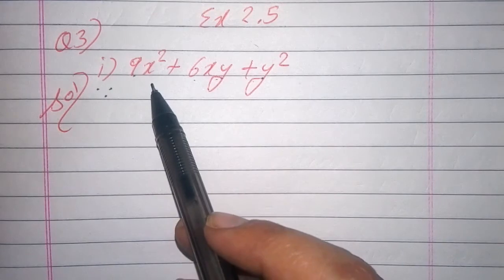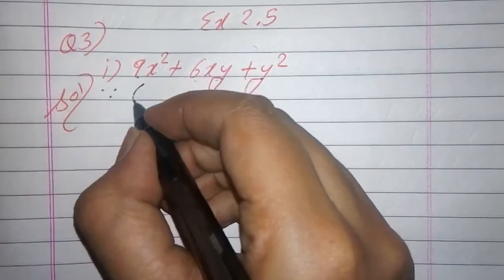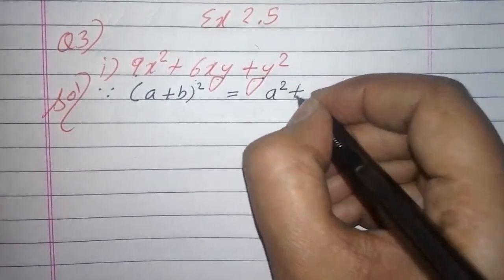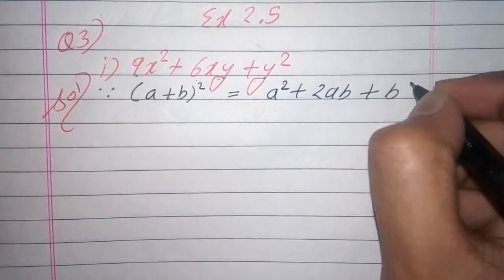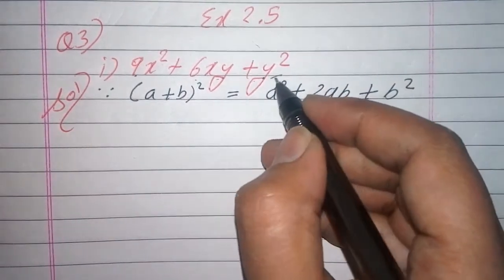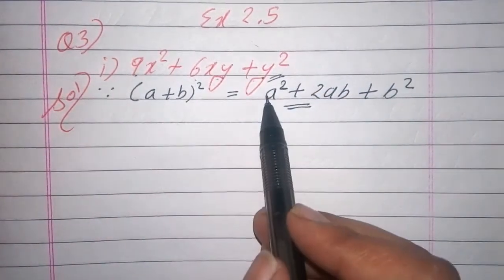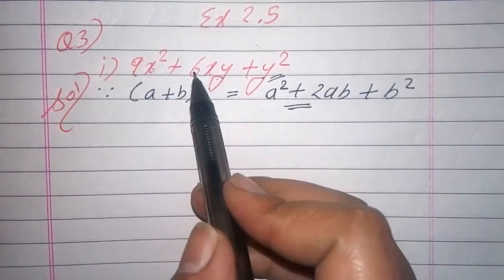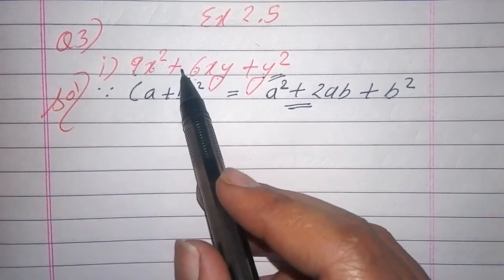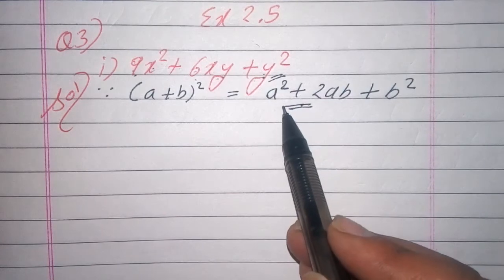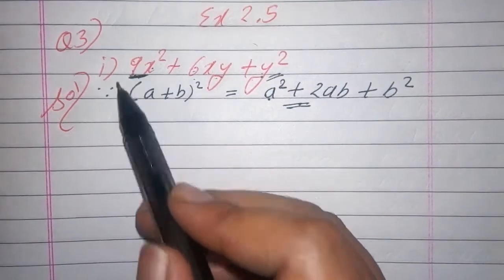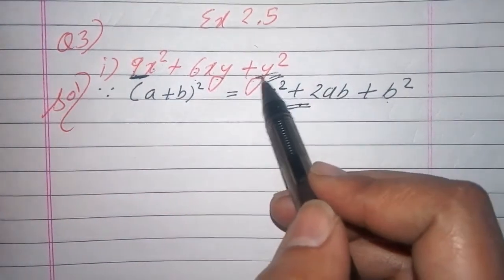So we will use that identity with a and b in place of x and y. (a plus b) whole square is a square plus 2ab plus b square. Now see the right hand side of the identity and the given polynomial: a square is 9x square, 2ab is 6xy, b square is y square. So we have to arrange this polynomial in this form. Here we have to find the values of a and b.